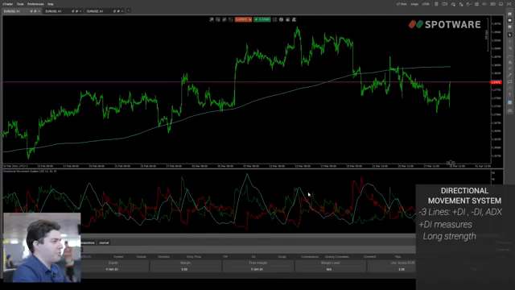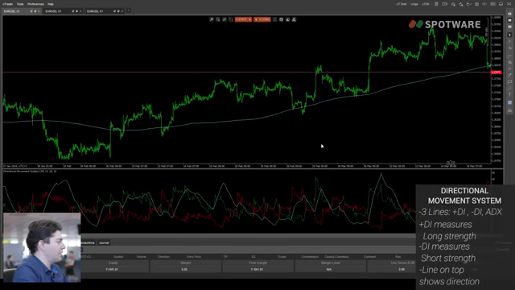The plus DM line measures how strongly the exchange rate moves long or up. This is the green line. The minus DM line, which is the red line, measures how strongly the exchange rate moves down or short. The line that is on top indicates the direction of the trend. So if the green line is above the red line, we have an uptrend. If the red line is above the green line, we have a downtrend. The bigger the distance between the red and the green line, the stronger the upwards or downwards movement.